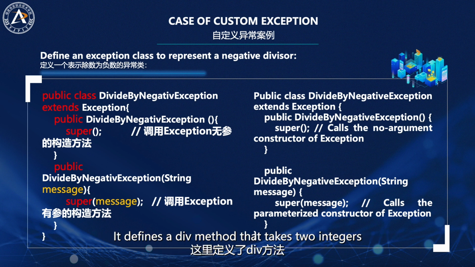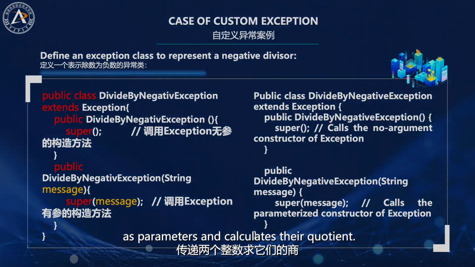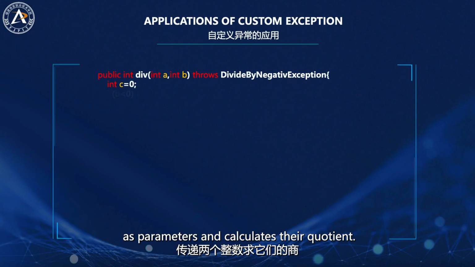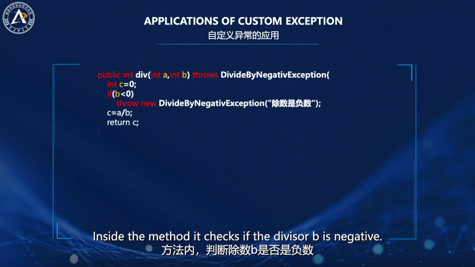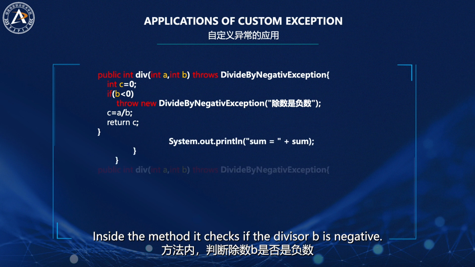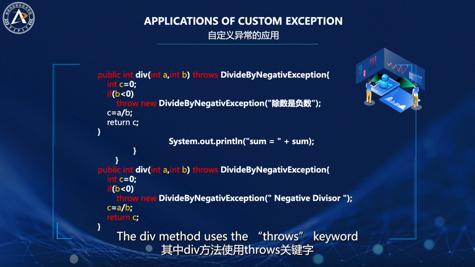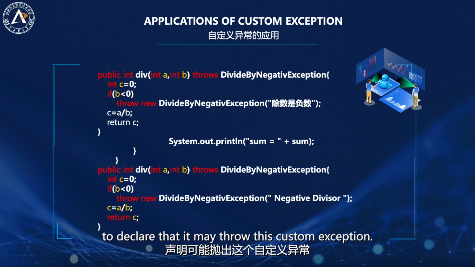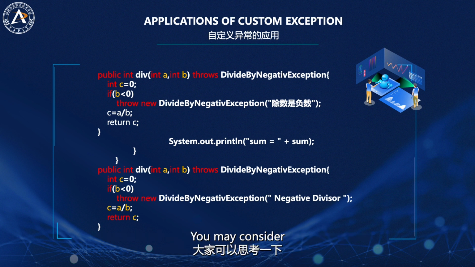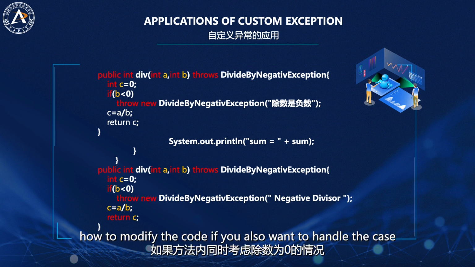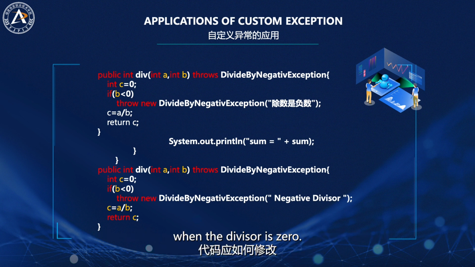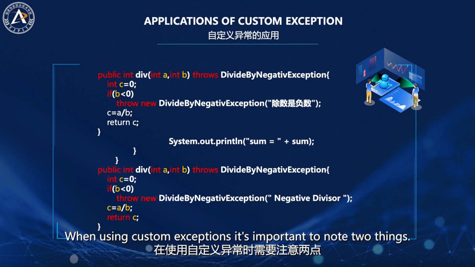The code demonstrates the application of a custom exception. It defines a div method that takes two integers as parameters and calculates their quotient. Inside the method, it checks if the divisor b is negative. If it is, it throws the custom exception. The div method uses the throws keyword to declare that it may throw this custom exception. You may consider how to modify the code if you also want to handle the case when the divisor is 0.